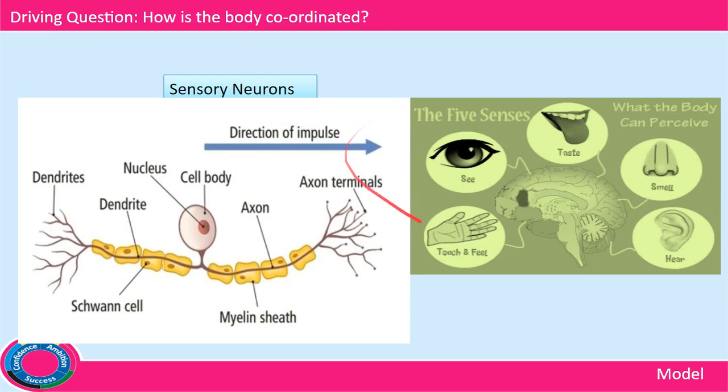As you can see, you have your sense organ here, which is your eyes, that deals with sight. Another sense organ is your skin, that deals with touch and feel, and your skin is the largest organ in your body. You have another sense organ here, your tongue, that deals with taste. You've got another sense organ, your nose, that deals with smell, and your ear, that deals with hearing. So sensory neurons are nerve cells that transmit electrical impulses from the sense organs.